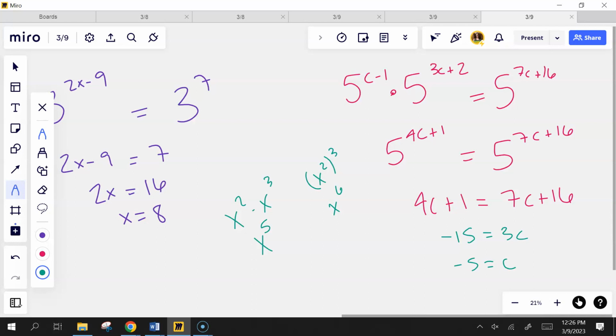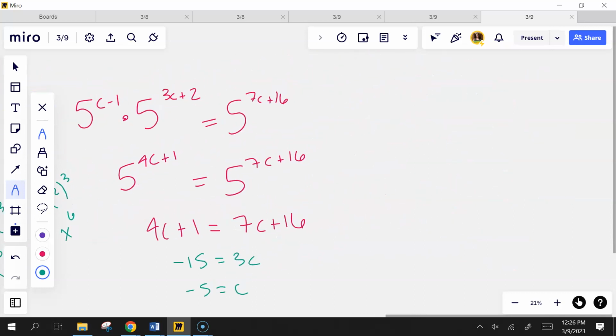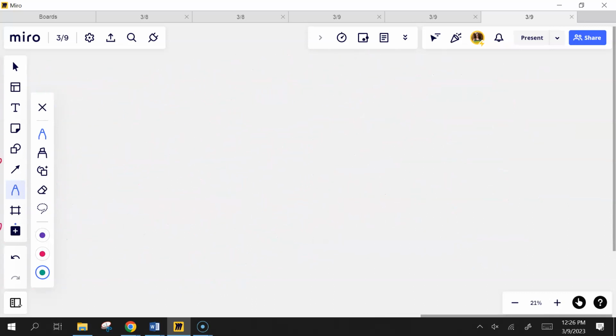Now what if they don't have it? Same base is easy, right? Just set the exponents. But what if the bases aren't the same? You've got to manipulate them. What if I have something like this? Uh-oh. How can I make them have the same base?